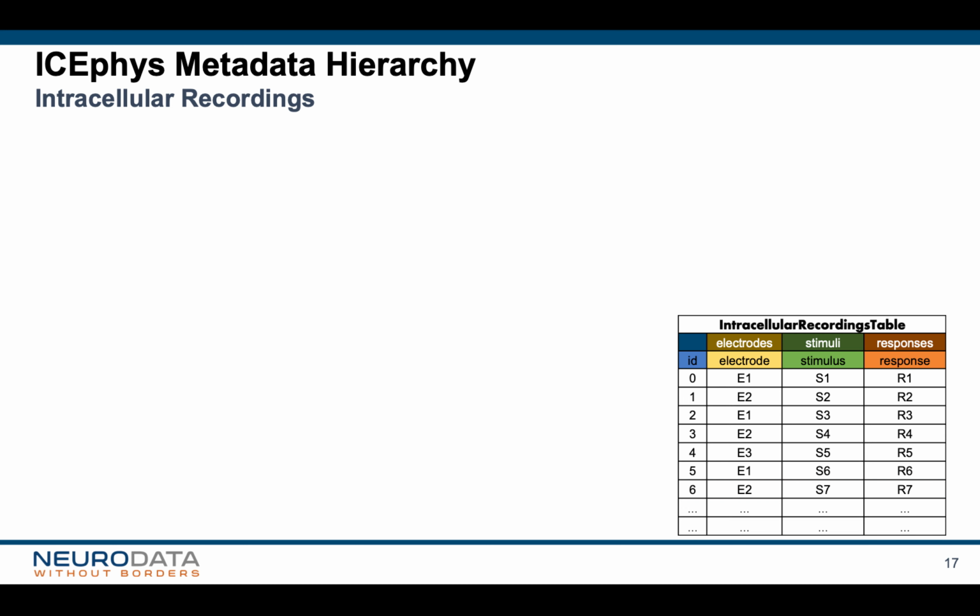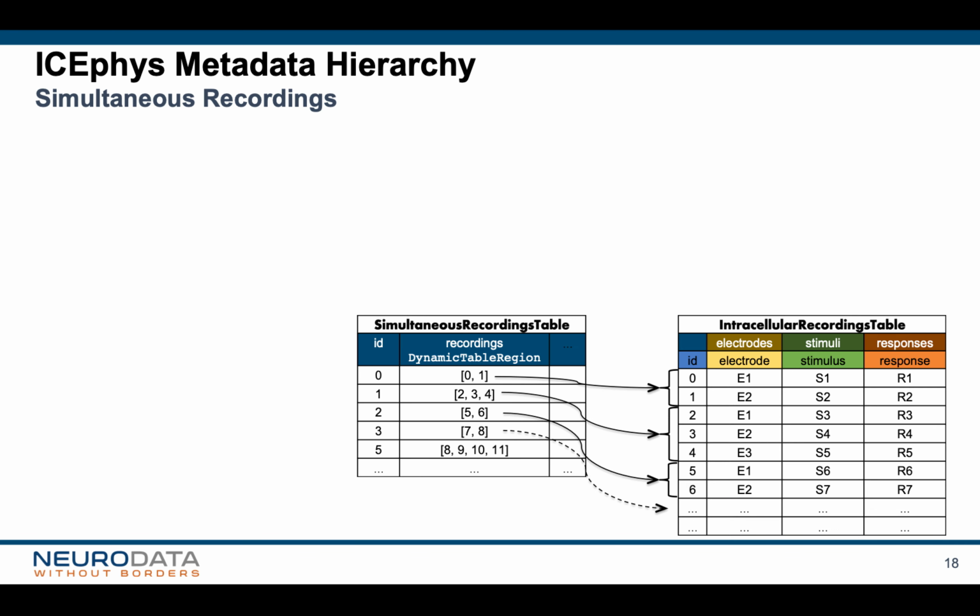Now let's have a look at the other levels, and here we begin again with the intracellular recordings table, and we just show a very simple example of this here. The simultaneous recordings are then defined by a simultaneous recordings table. Each simultaneous recording consists of a set of intracellular recordings which are described via a dynamic table region.